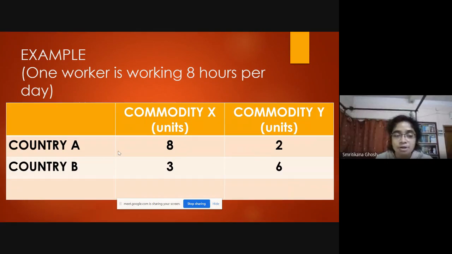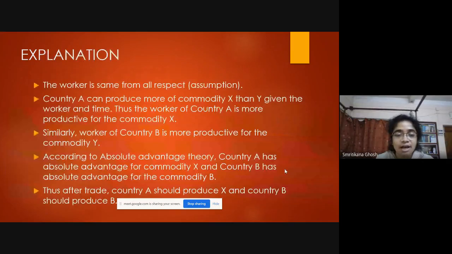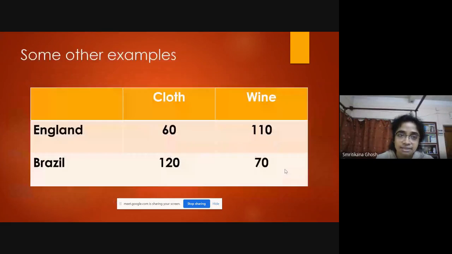Now we are going to country B. As the worker is producing more of commodity Y than commodity X in a certain time, we can say that country B has absolute advantage over commodity Y. So this is how absolute advantage is defined by Adam Smith.